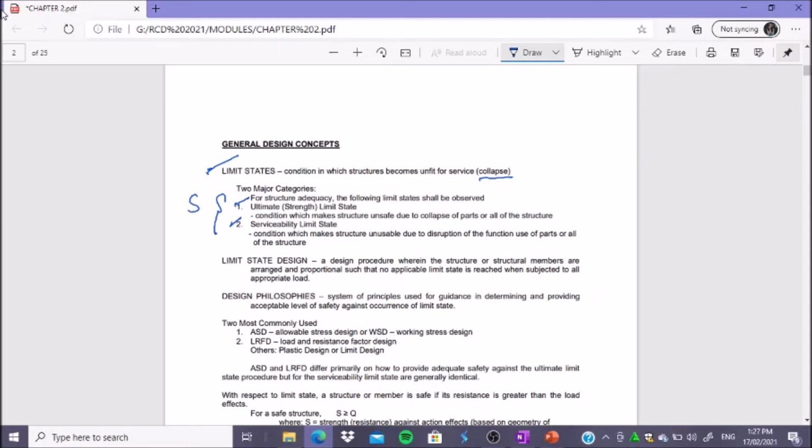Kasi meron din tayong yung tinatawag na economy, because we say design is sound, as so-called sound design, and it is safe from limit state strength and serviceability, as well as it's economical also. So economical. So we call that sound design.